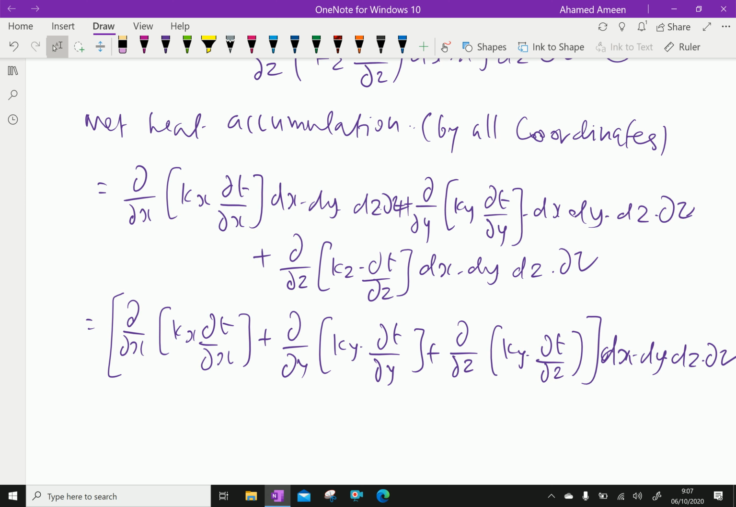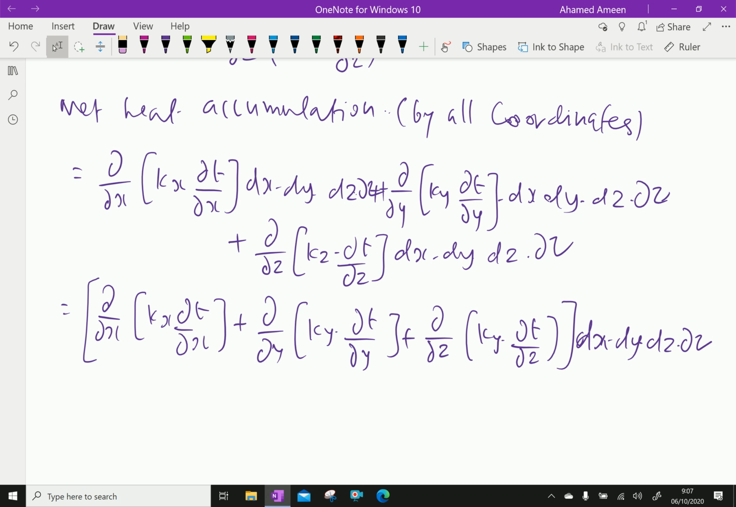Here, this means we arrived at the total heat, that means net heat accumulation. This equation is net heat accumulation.